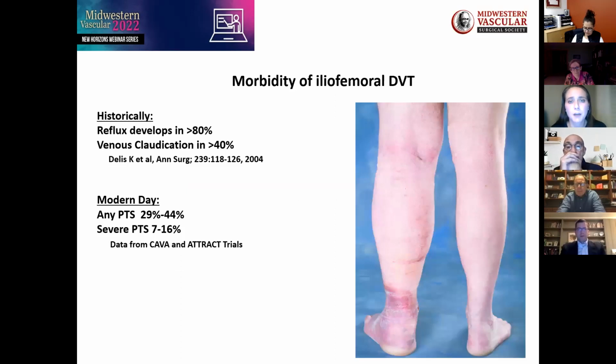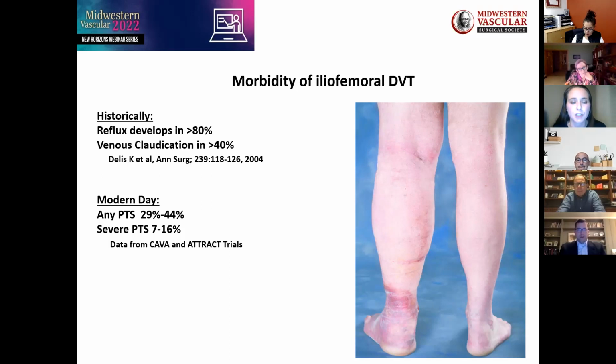If you think about where DVT occurs across the body, iliofemoral DVT is the most morbid place to develop it. Historically, reflux and venous claudication are exceedingly common in these patients. And even in modern day series, you can see the data from the CAVA and the TRACK trials here. Development of any post-thrombotic syndrome or of severe post-thrombotic syndrome mirrors what we see in large epidemiologic studies from the past.